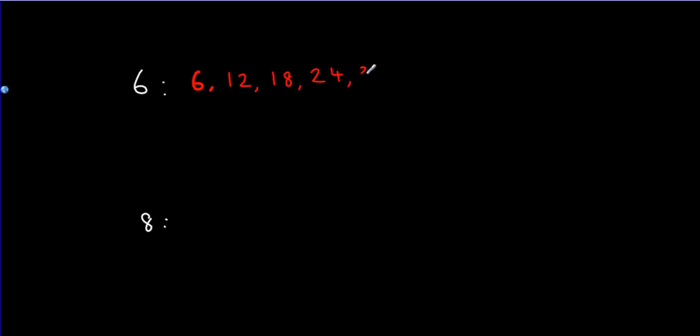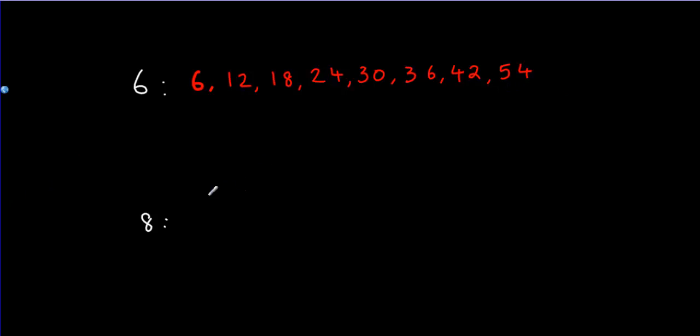6 times 5 is 30. 6 times 6 is 36. 6 times 7 is 42. And 6 times 8 is 48. So these are the first 8 numbers. We went from 6 to 48.